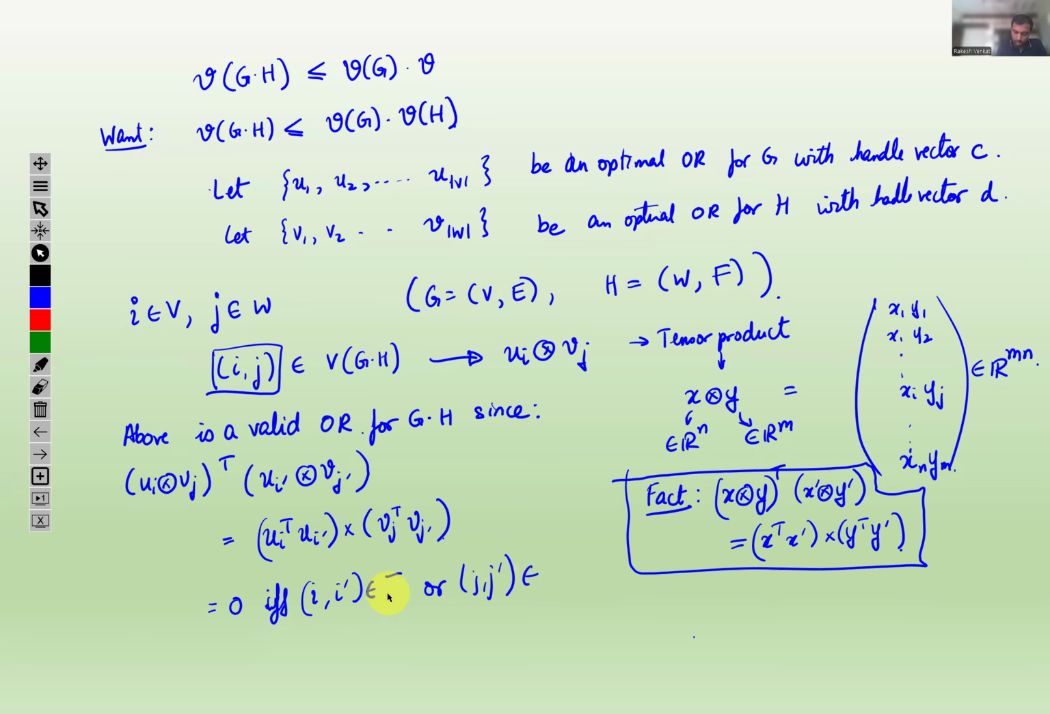This should be e bar, f bar. Okay, but this is exactly the condition for ij to not have an edge between i prime, j prime. So this is an orthonormal representation, right? It's easy to verify. The main thing is that this tensor product trick works, right? And we don't really restrict the dimensions in our representation, so that's fine. So dimensions also match.